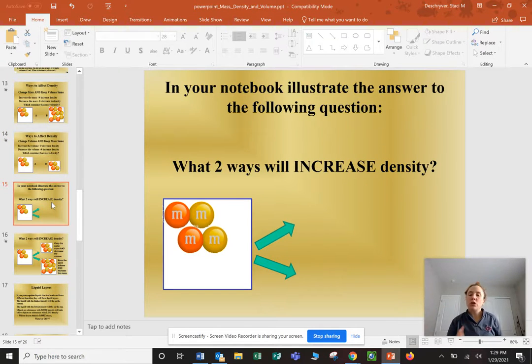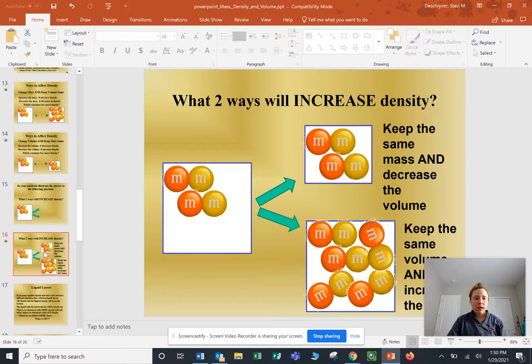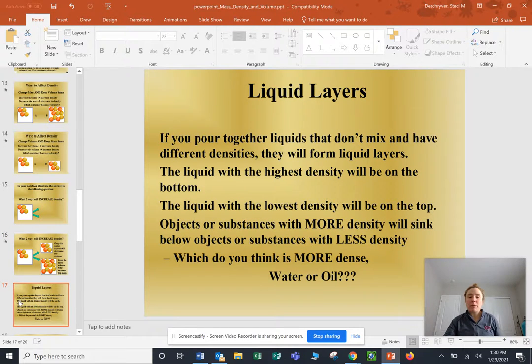Okay, so what two ways could we potentially increase the density here? I want you guys to think about what that is. What two ways can we increase the density of this particular material? We'll call it M&M. If you said to keep the mass the same and decrease the volume, that's one way. Or if you said keep the same volume and increase the mass, that's the second way. So now this is going to be part of your homework.